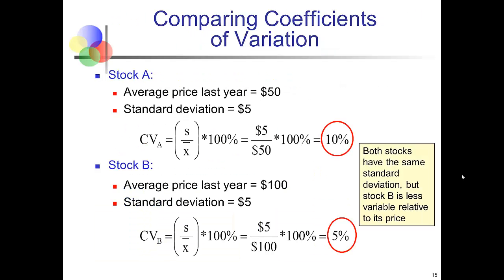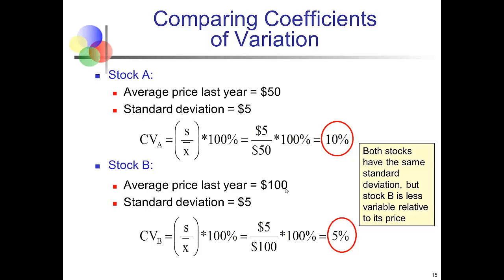Here's an example so that you can try to make some sense of this. I'm risk averse, so I'm always looking for which stock is going to be relatively riskless. We know that stocks aren't riskless, but relatively riskless, because I want to look for the stocks that aren't going to have as much variation in them. So stock A has an average price of $50 last year, so that's our average, and a standard deviation of 5. Stock B had an average price last year of $100 and a standard deviation of 5.